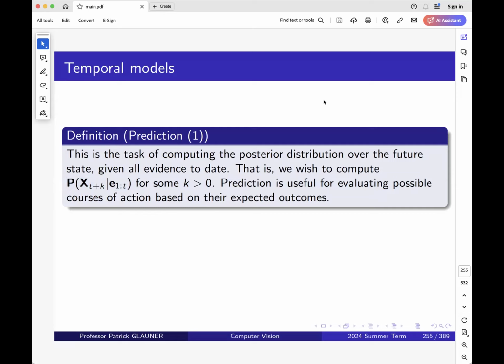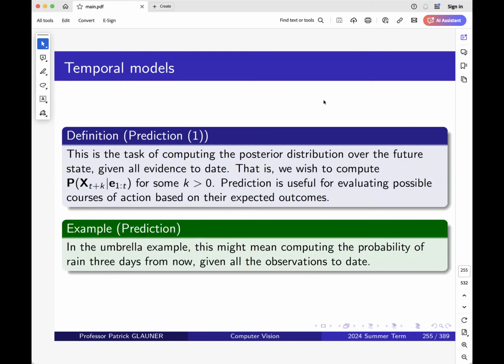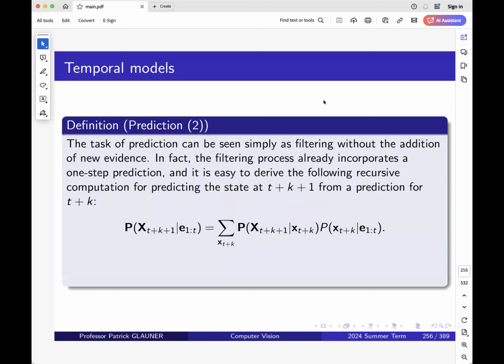And prediction is useful for looking into the future or evaluating possible courses of actions based on the outcomes we have so far. In our umbrella example, this would mean concretely that we want to compute the probability of rain 3 days from now, given all the observations we have up to date. So we're not looking into future evidence, rather the evidence we have right up to now, and we want to look into the future without additional evidence.